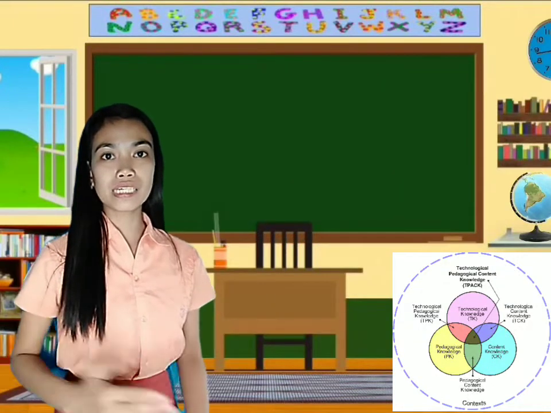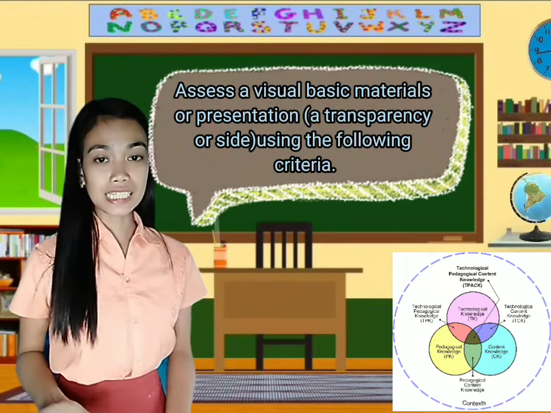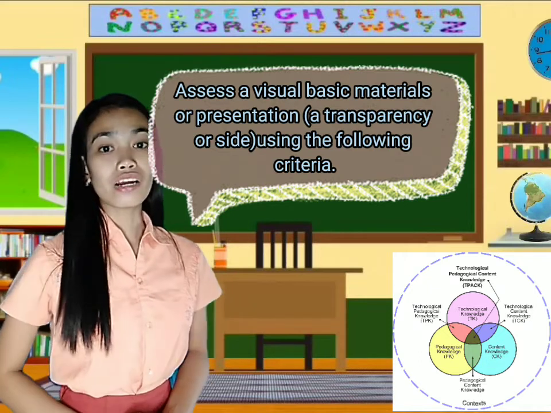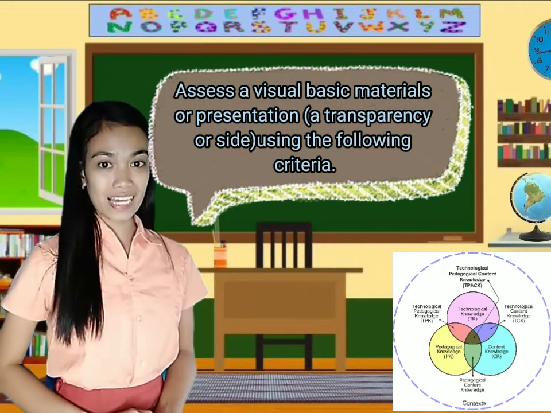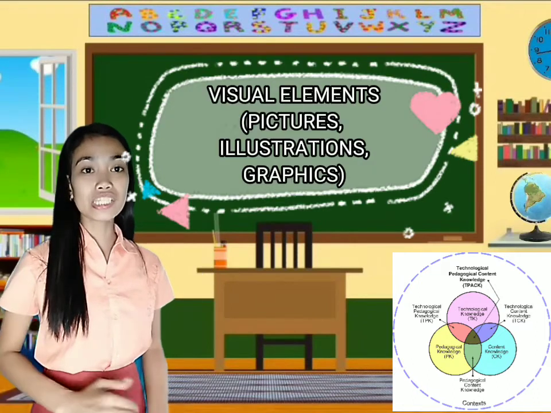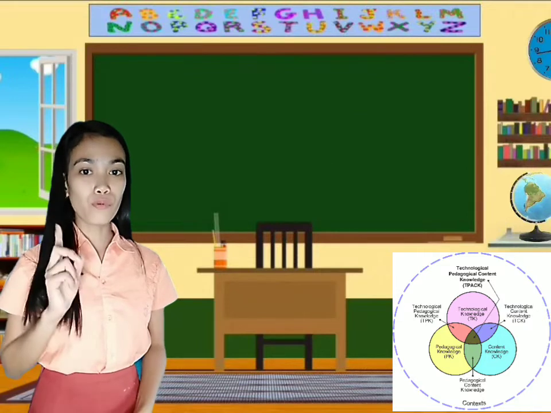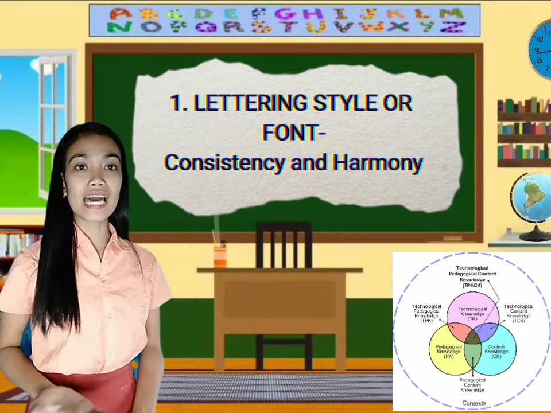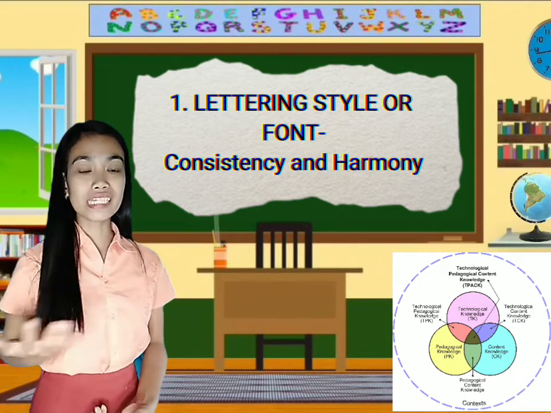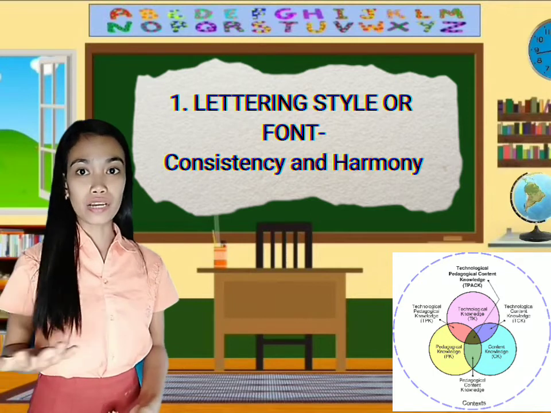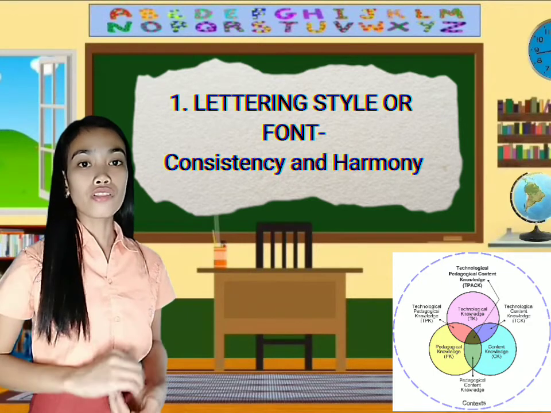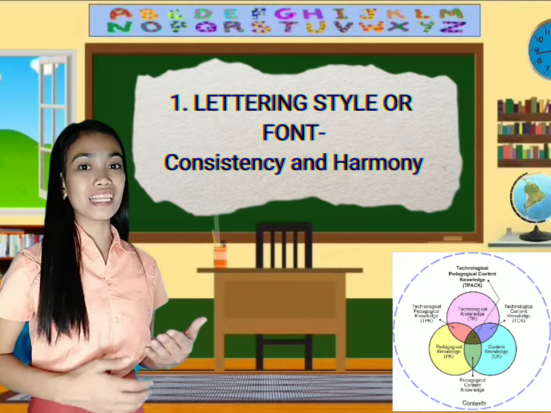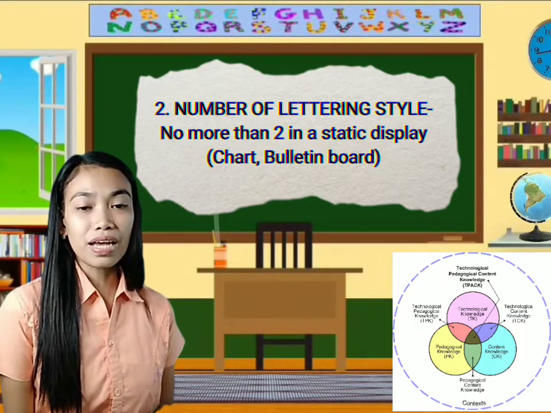In the use of visuals, there is a wide range of materials: visual boards, charts, overhead transparencies, slides, and computer-generated presentations. These are basic principles of basic design. Assess a visual material or presentation, a transparency or slide, using the following criteria. Visual elements: picture, illustration, and graphics. Number 1, lettering style or font: consistency and harmony. When you are creating something distinct to fit a project or a person, you have more control over lettering and can mold it to fit.